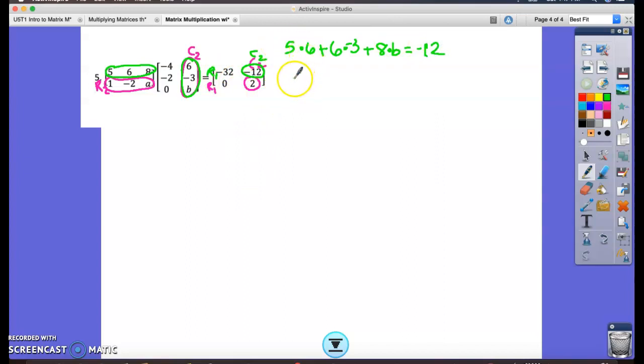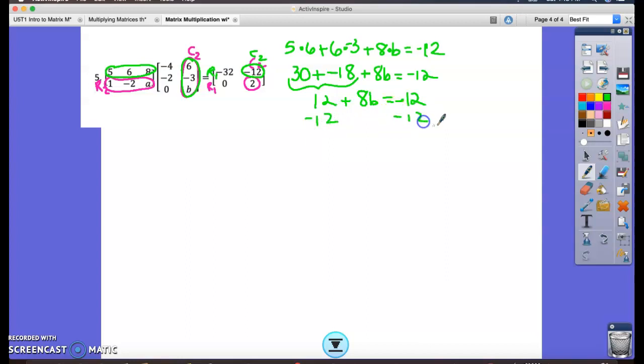All right, 5 times 6. 5, 10, 15, 20, 25, 30. Do you know what 6 times 3 is? 18. That's right, -18. Now I have to combine like terms before I do this. 30. It's real fancy math. This is my math class. All right, so now I'm going to add 12 to both sides. These cancel, and 8B is -24. Divide by 8, divide by 8. B is -3. Woohoo!